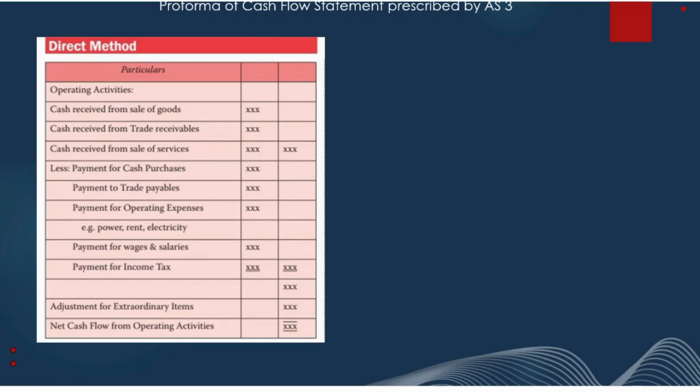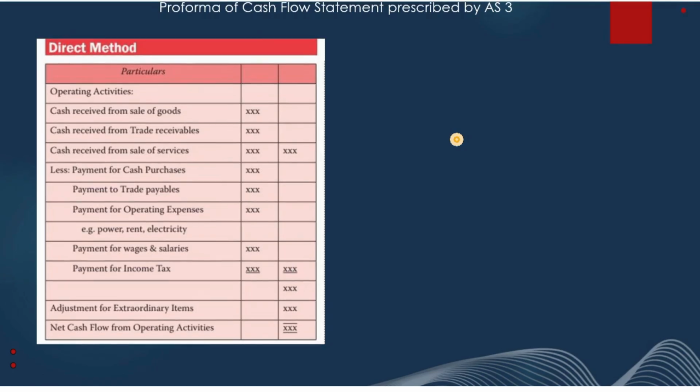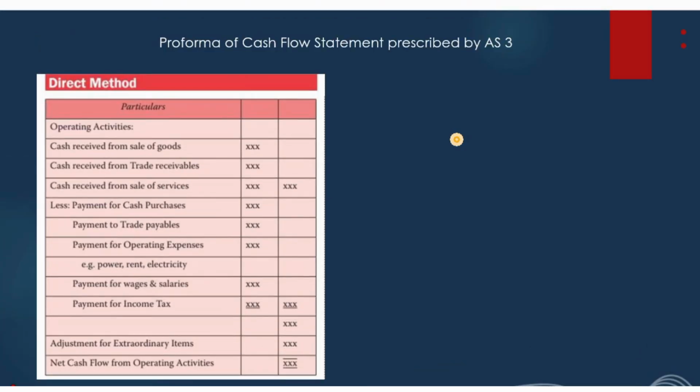As I have told you, there are basically two methods which are followed under the cash flow statement. The first method is your direct method and the second one is your indirect method. Now we are going to discuss the proforma of the cash flow statement which is prescribed by the AS. That means you have to follow this particular proforma.